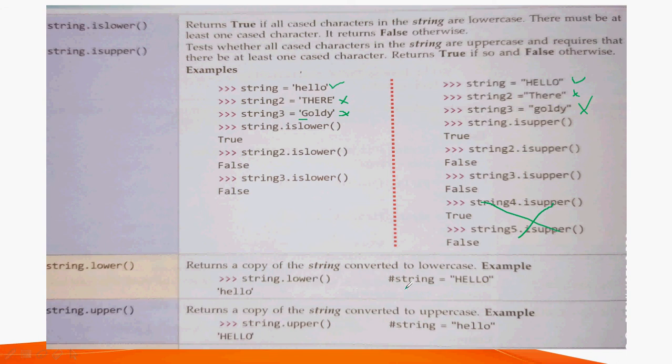So we have a string which is all uppercase HELLO, and we are converting it with string dot lower. A copy is created and that is converted to lowercase. And here we have the string hello which is all lowercase, and when you convert it using string dot upper, this will be copied and converted to uppercase. All letters will be converted to uppercase.